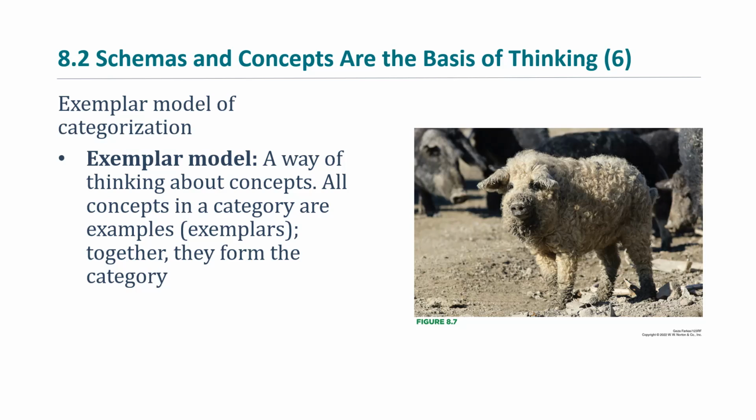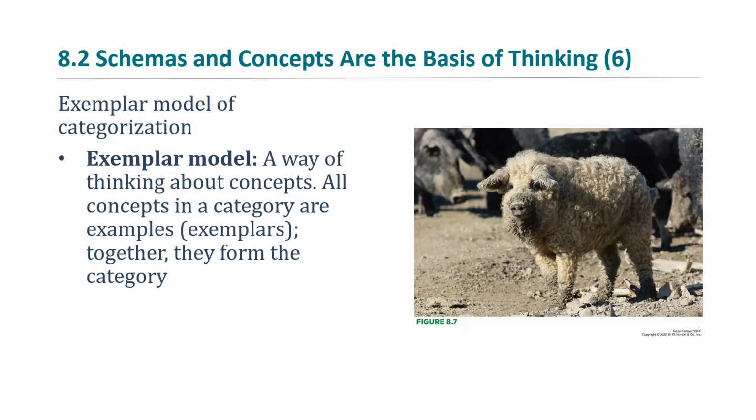So I'm comparing this not just to one best example of a dog, I'm comparing it to poodles and to golden retrievers and to Rottweilers and every dog I've come across. And similarly, I compare it to every image of a sheep I have in my mind and every image of a pig. And then I decide based on how closely it matches the whole set of exemplars.